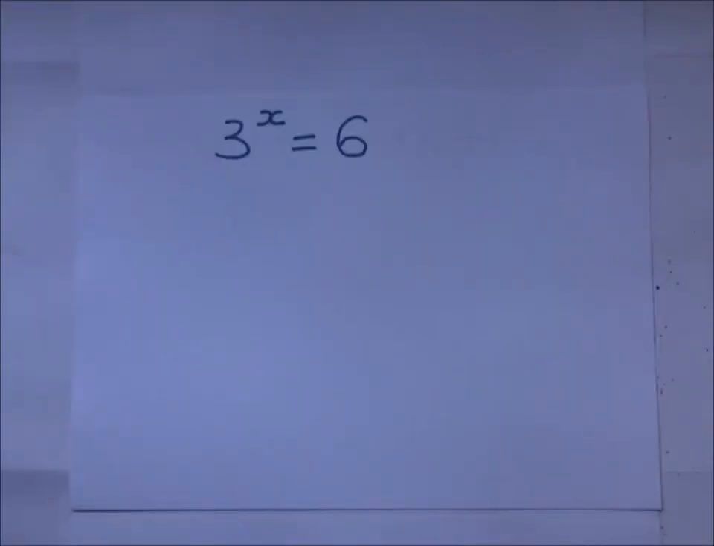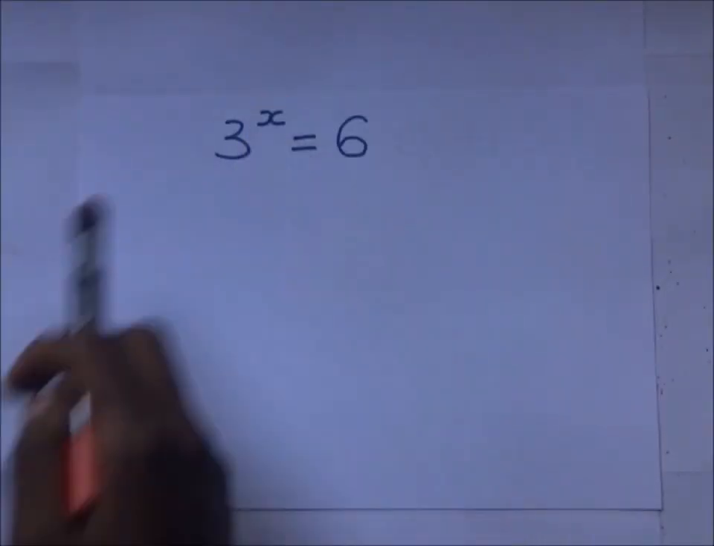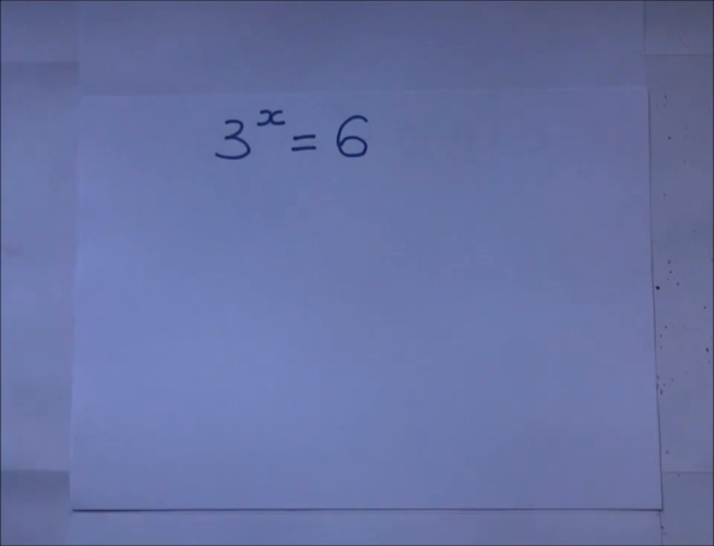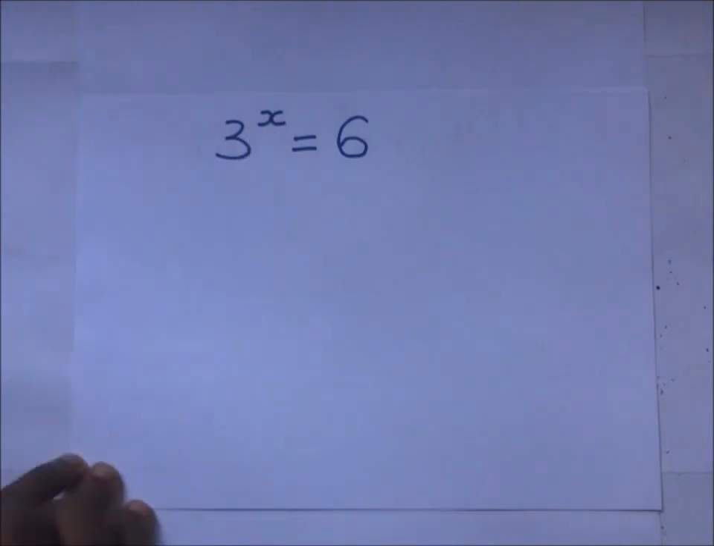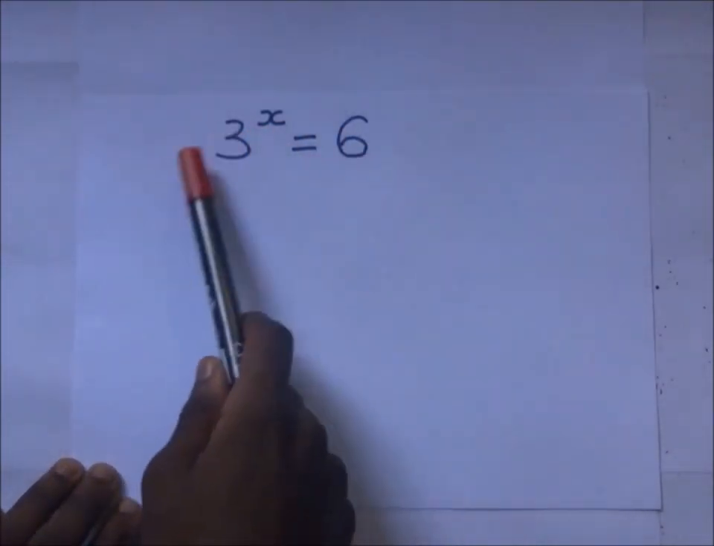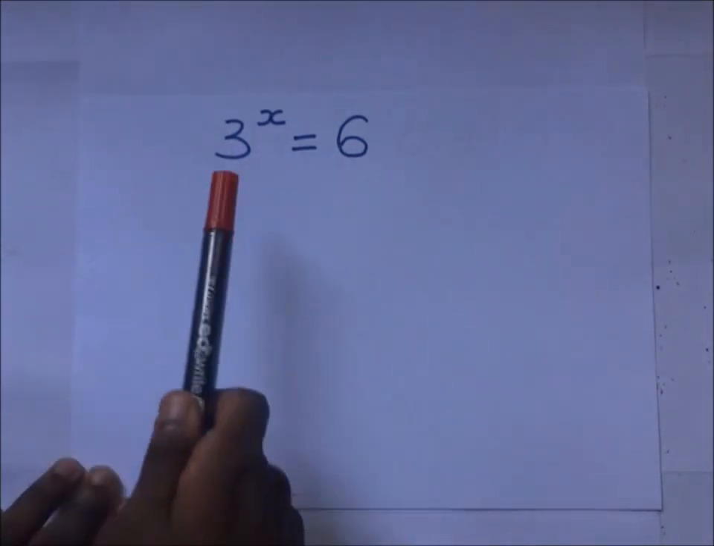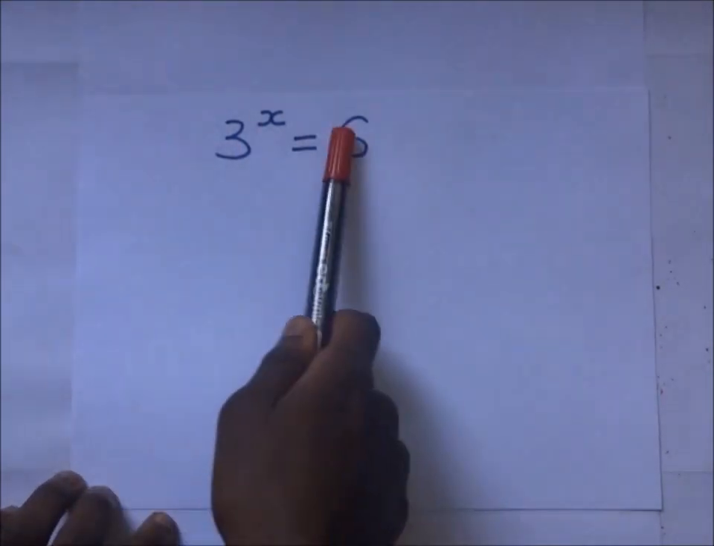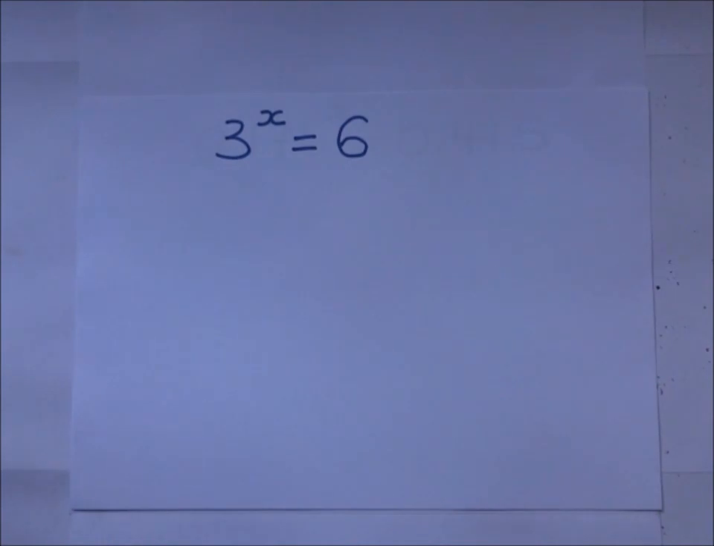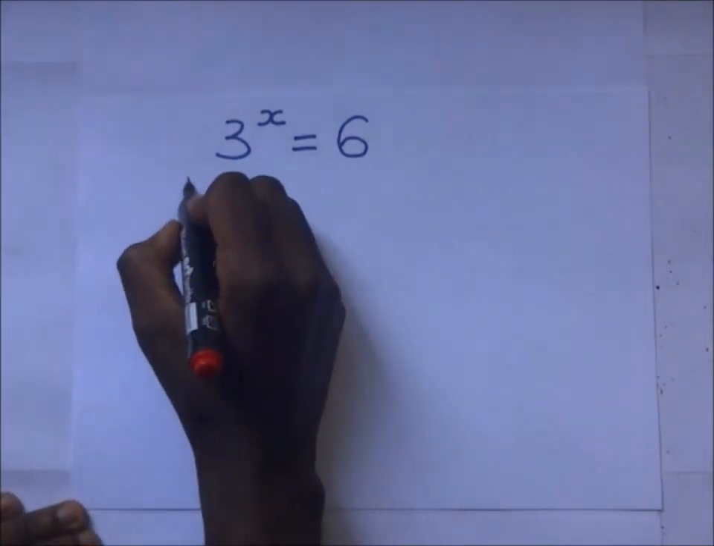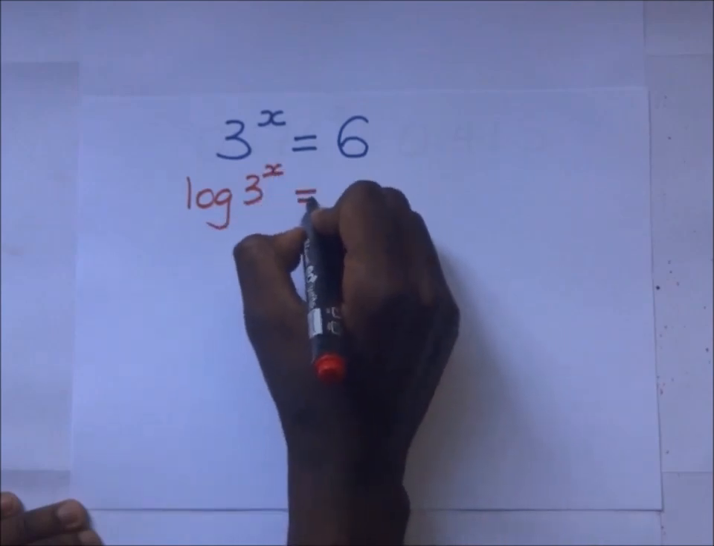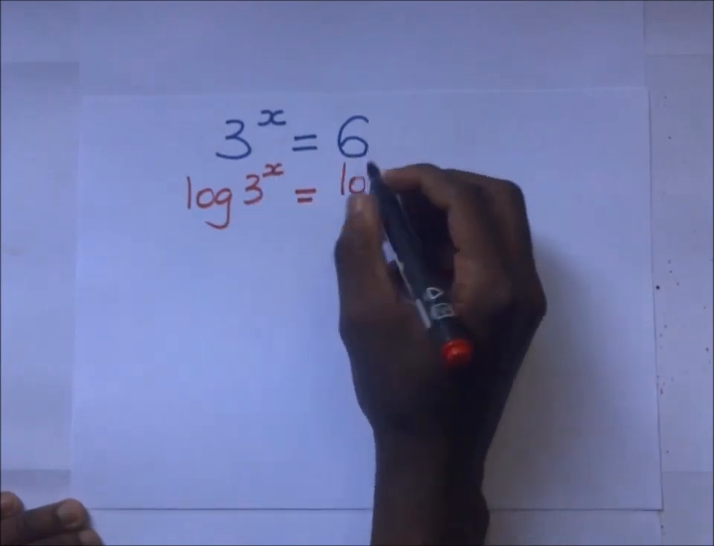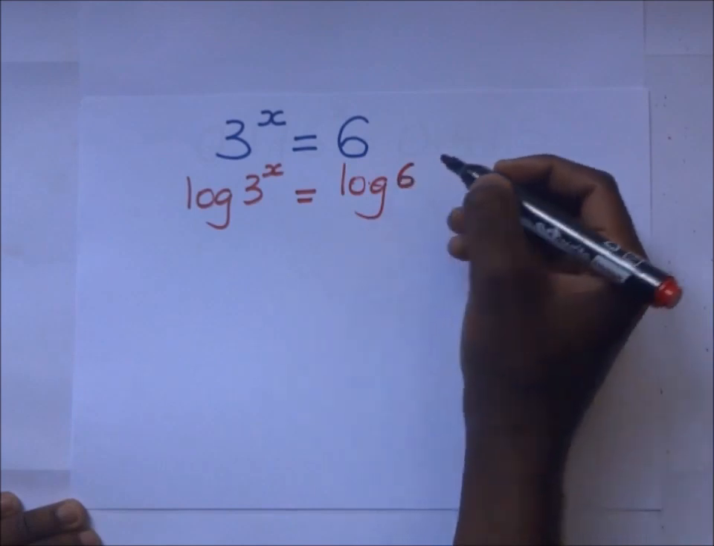In this number, we are being required to find the value of x using logarithms. So in using logarithms here, to find the value of x, we are going to introduce logarithm of base 10 on both sides of this equation. So we shall introduce log this way and log that way, and we proceed. So this is going to become the logarithm to base 10 of 3 to the power x is going to be equal to the logarithm to base 10 of 6.